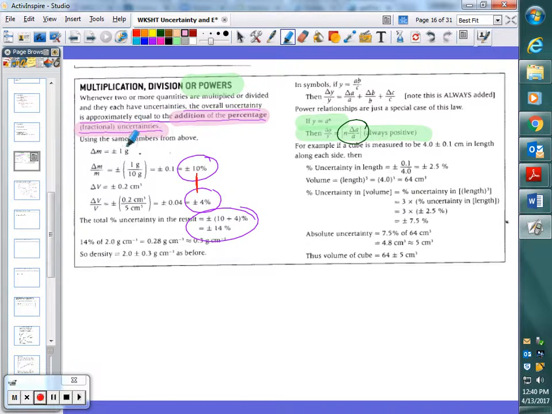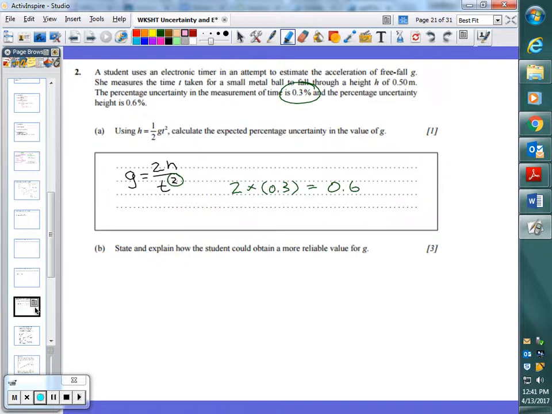So in this example, we were trying to calculate the density because it was mass over volume. The percent uncertainty in the mass was 10, the percent uncertainty in the volume was 4. Sorry, we're calculating density, mass over volume, right? So the total uncertainty is just the addition of those two. Going back and applying that to this one, we're dividing h by t.